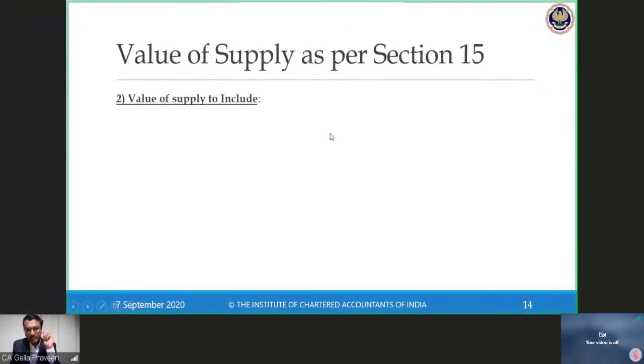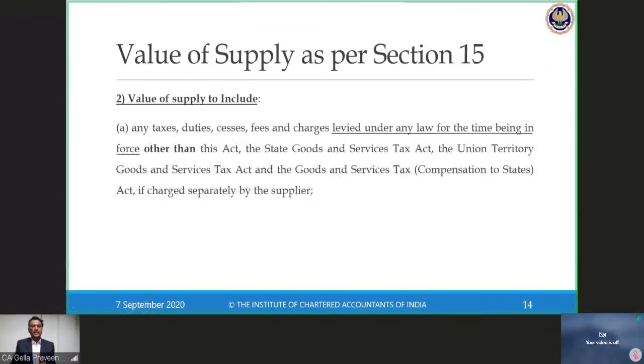Now, coming back to my section 15, subsection 2. This is one section which is more relevant to the question Srinivas has asked, and a couple of questions are going to come further. 15 subsection 2 says that when you look into your transaction value, there are certain guidance given under subsection 2 which were supposed to be added back to your transaction value.